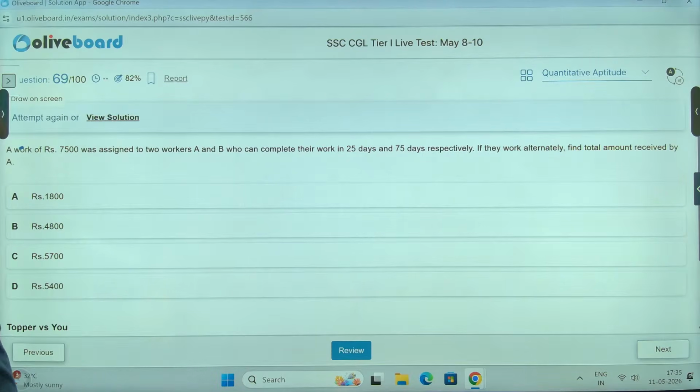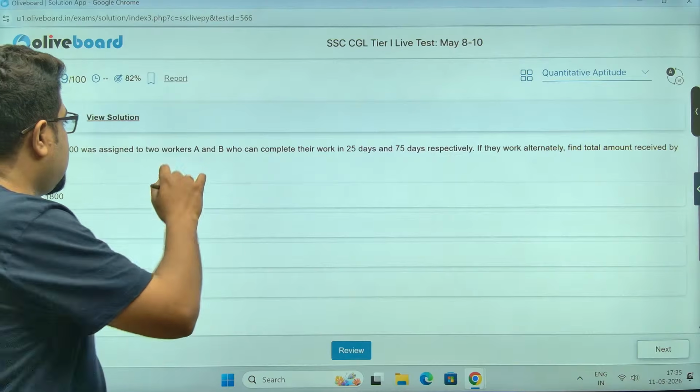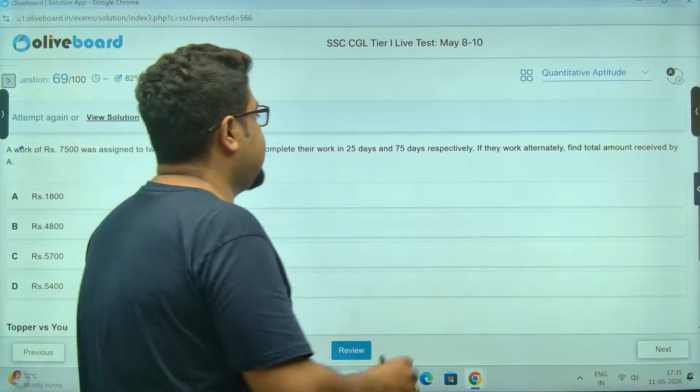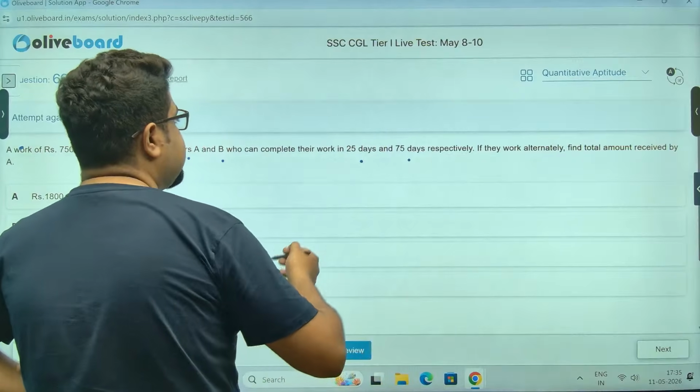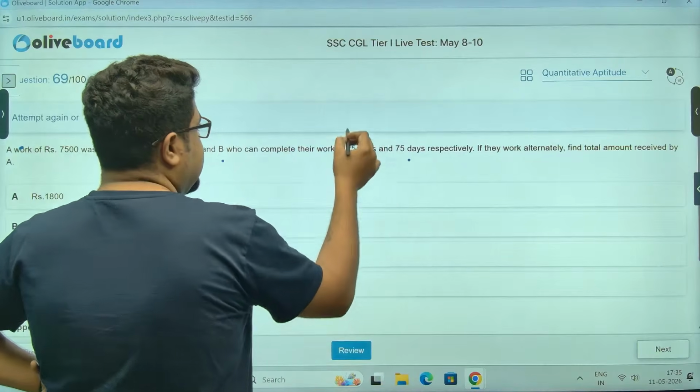Work of 7,500 was assigned to two workers A and B who can complete in these many days. Okay. Okay, alternative concept. Chalo. So efficiency of A is to B.